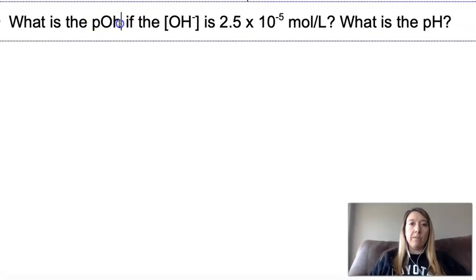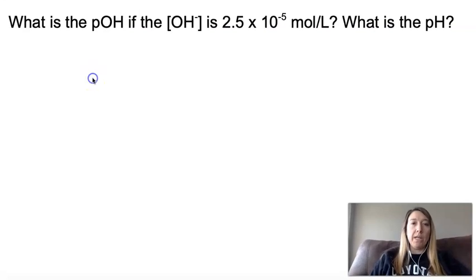Okay, so let's give this example a try. What is the pOH if the concentration of the hydroxide ion is 2.5 times 10 to the negative 5 moles per liter? So again, we look to see what our givens are. Right now we're given that the concentration of hydroxide is 2.5 times 10 to the negative 5. So we need to figure out the pOH.